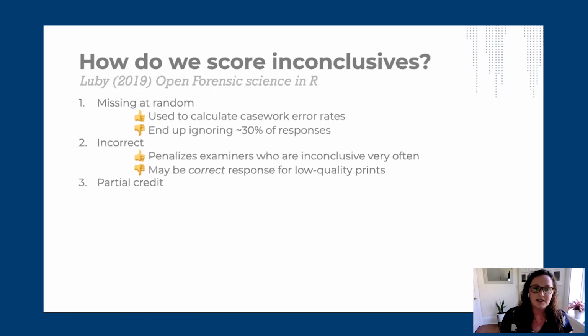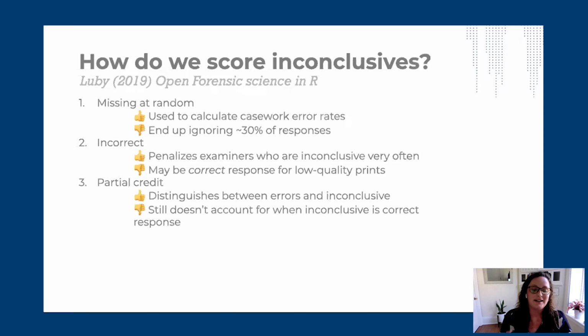Within the item response theory framework, we could also treat the inconclusives as partial credit. And so this is nice because it distinguishes between errors and inconclusives, but it still doesn't account for when an inconclusive is the correct response, when the print is very low quality, or there's not enough information between the latent and the reference print to come to a conclusive decision. And so we really don't want to penalize examiners for that.